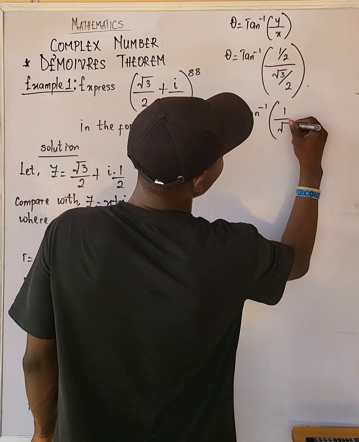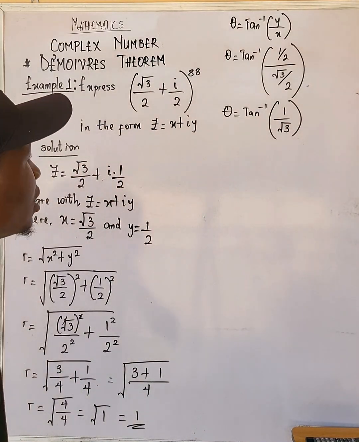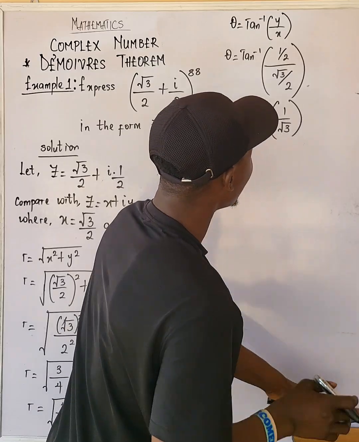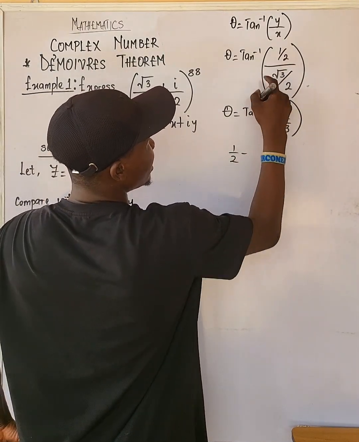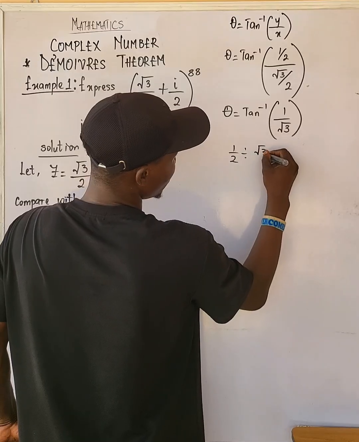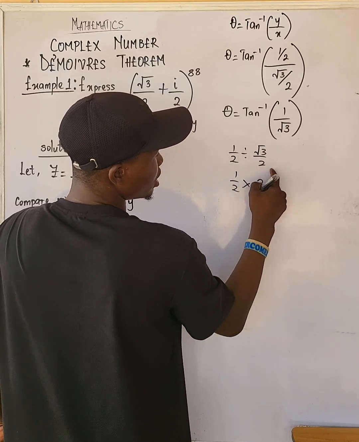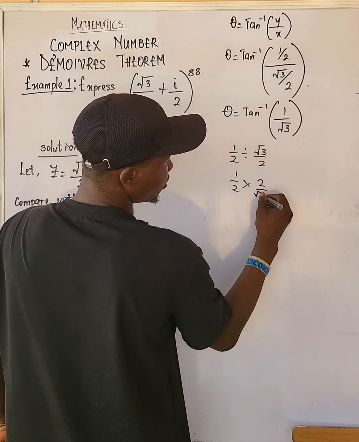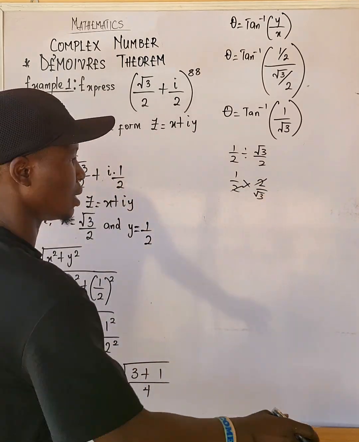1 over square root of 3, right? That will be 1 over square root of 3. Now, how do I arrive at 1 over square root of 3? When you have 1 over 2 divided by square root of 3 over 2, when you change it to multiplication, that will be 1 over 2 multiplied by, this will go up, this will come down, 2 over square root of 3. 2 cancels 2, what are we left with? 1 over square root of 3. You understand?